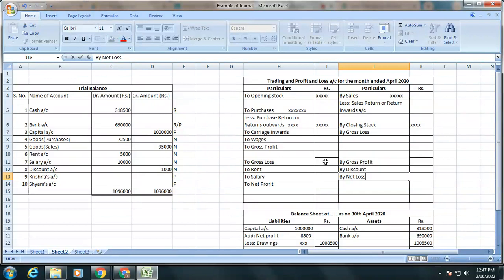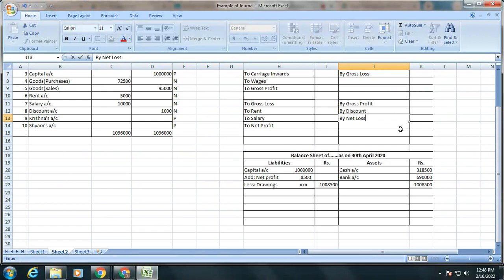Okay, and if by chance our left hand side is more, then there will be a net loss. So we will write the difference in the two sides as by net loss, and this net profit or net loss is what gets transferred to the balance sheet on the liability side.